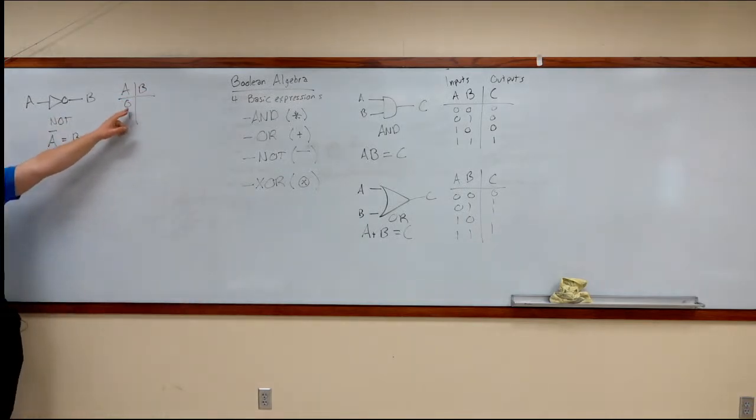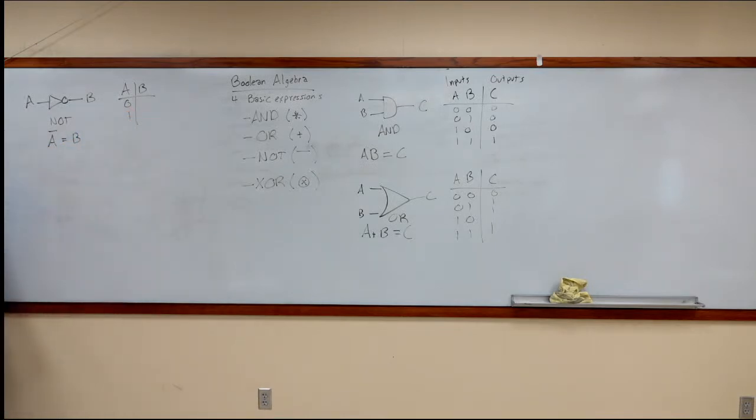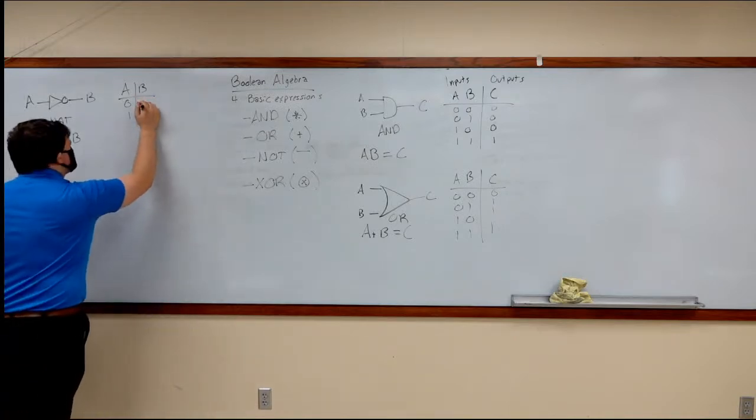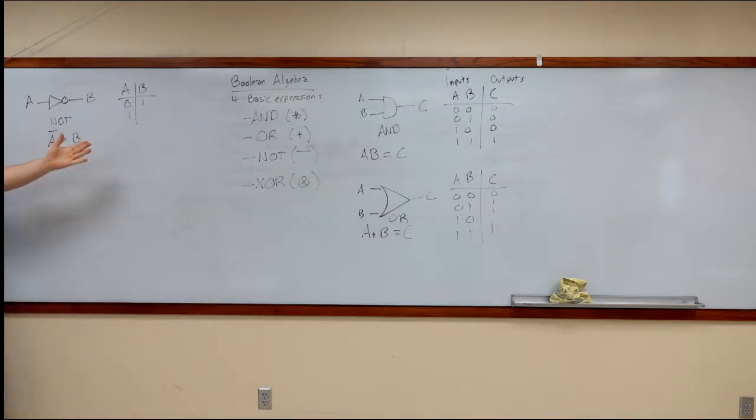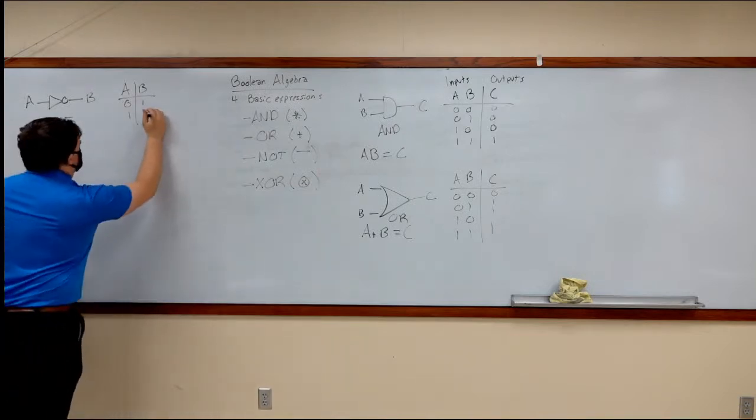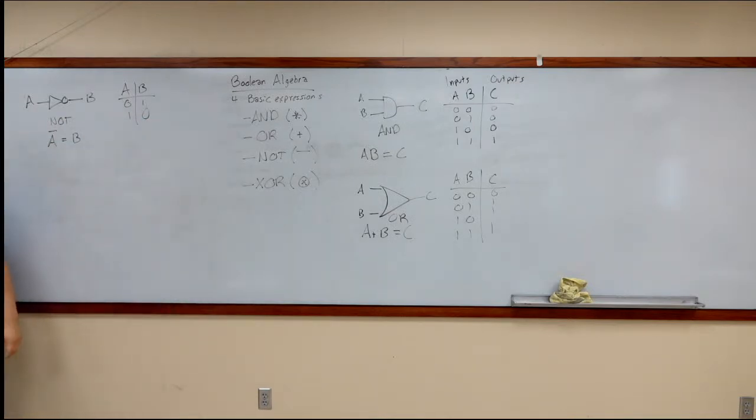What would you expect the output of A not to be when A is equal to 0? Why do you say 1? It's not 0. Yeah. This is 1. So what we would expect for A not when A is equal to 1? It's not 1. It's 0. Okay? Those are 3 of our fundamental tables.